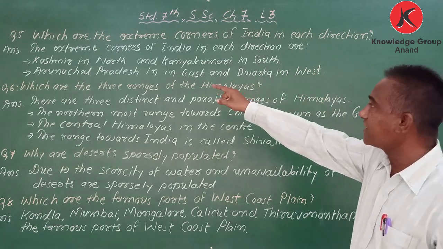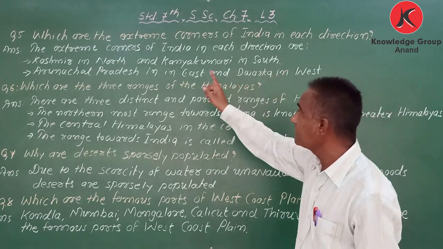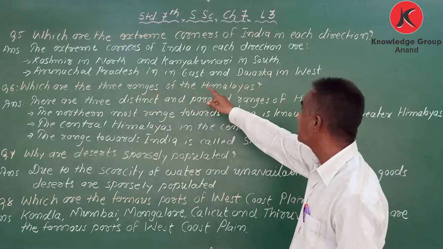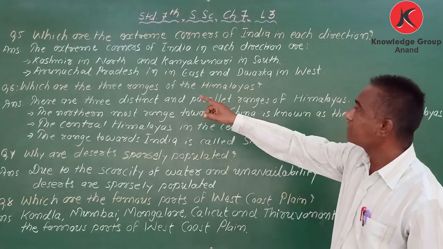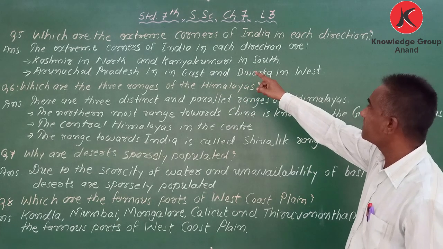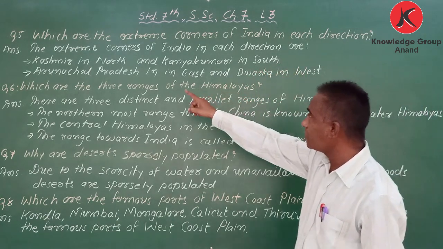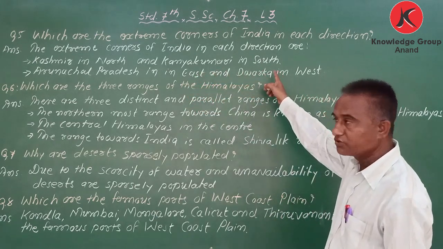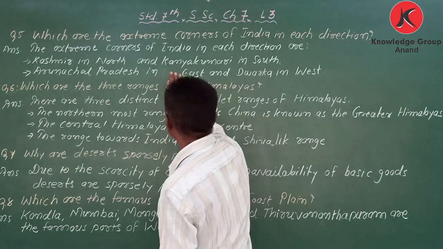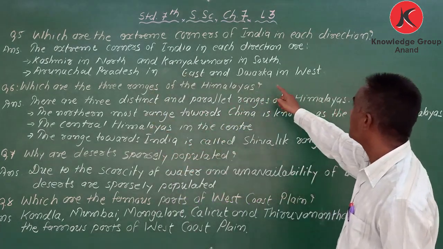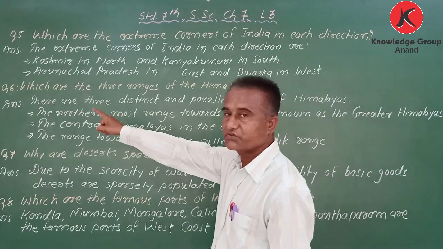So all four directions are given. In the north Kashmir, in the south Kanyakumari, in the east Arunachal Pradesh, and in the west Dwarka. So the extreme corners of India in each direction are Kashmir in the north, Kanyakumari in the south, Arunachal Pradesh in the east, and Dwarka in the west. Got it? Next question.